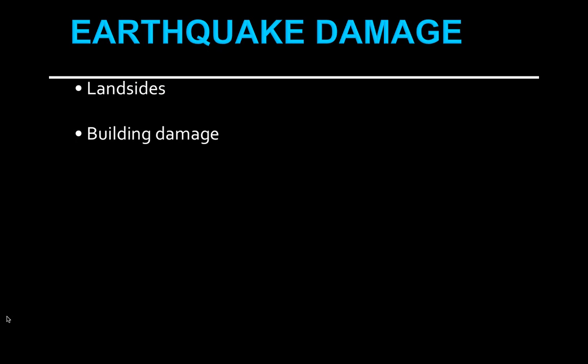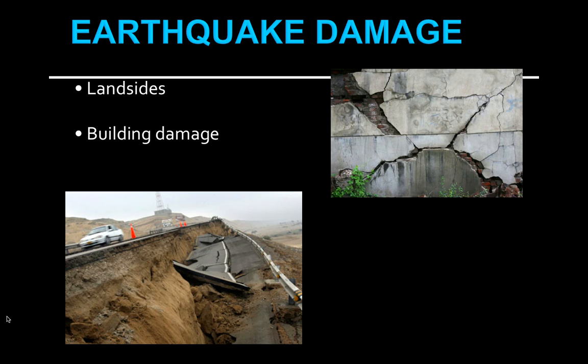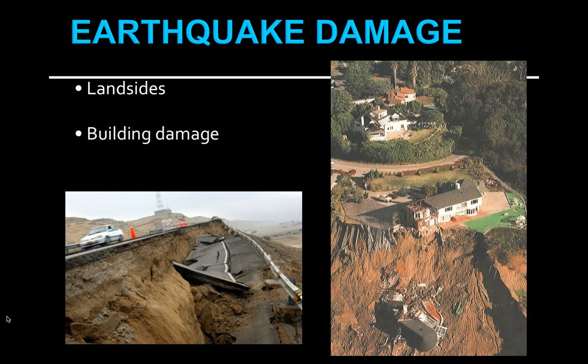Earthquakes can cause a lot of damage for the surface. It can change the way the surface looks. Some of that change can come in the form of landslides, buildings can be damaged, roadways can be damaged. A lot of money goes into restoring land after earthquakes.